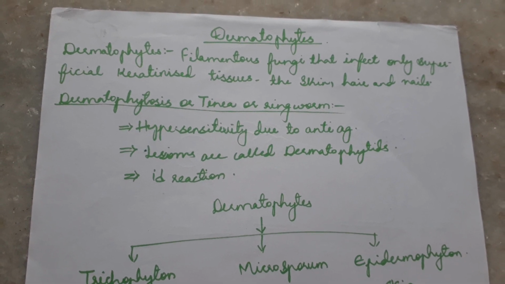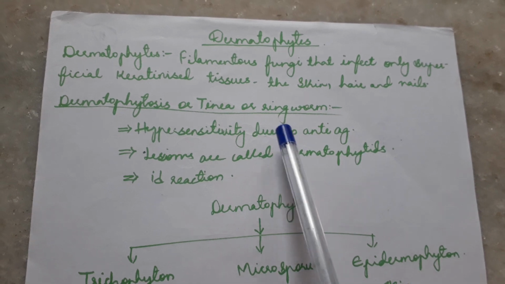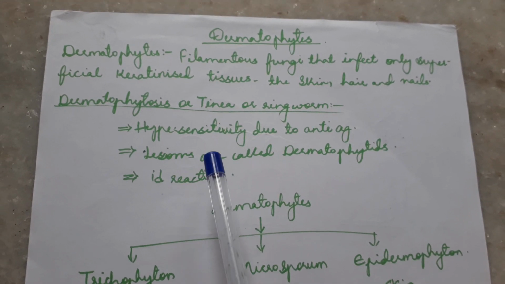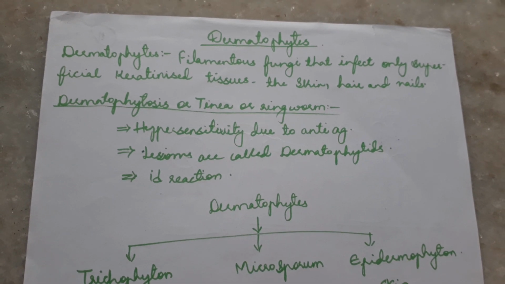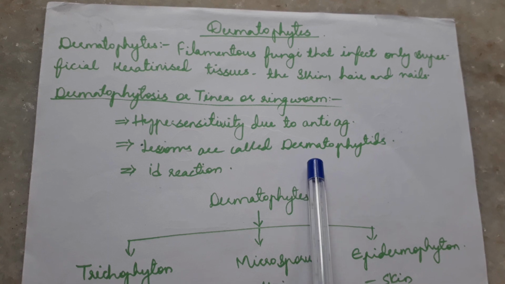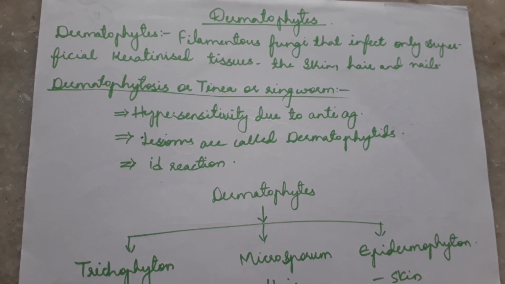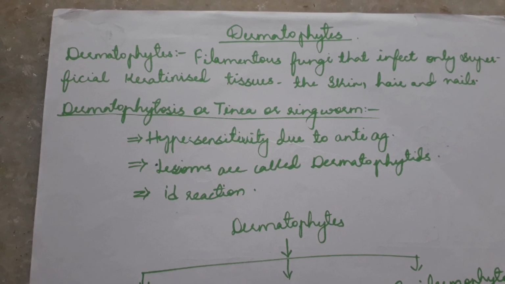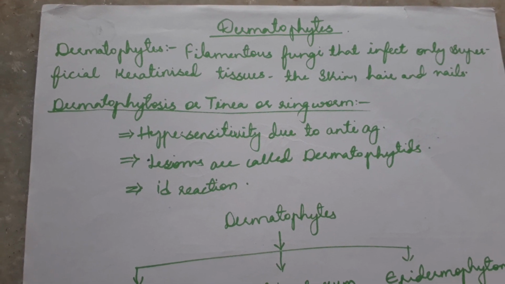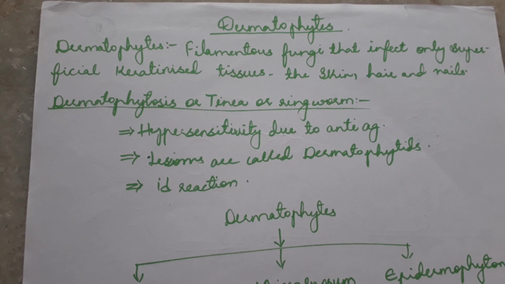Coming to the pathogenesis of dermatophytosis, or tinea, or ringworm, there is a hypersensitivity due to fungus antigen. It causes lesions called dermatophytids, or ID reaction. Scalp infection sometimes produces boggy lesions with marked inflammatory reaction, called kerion.